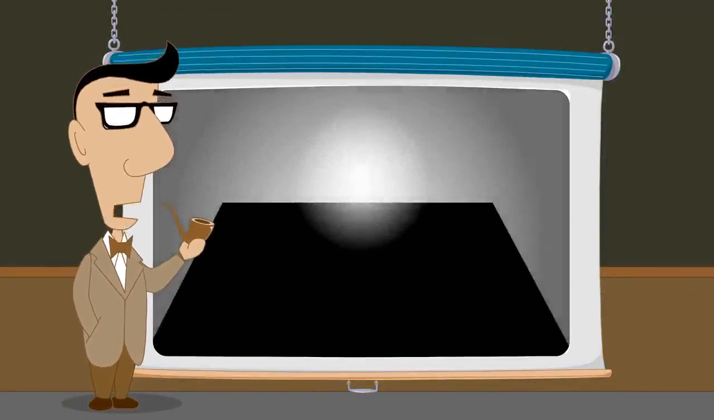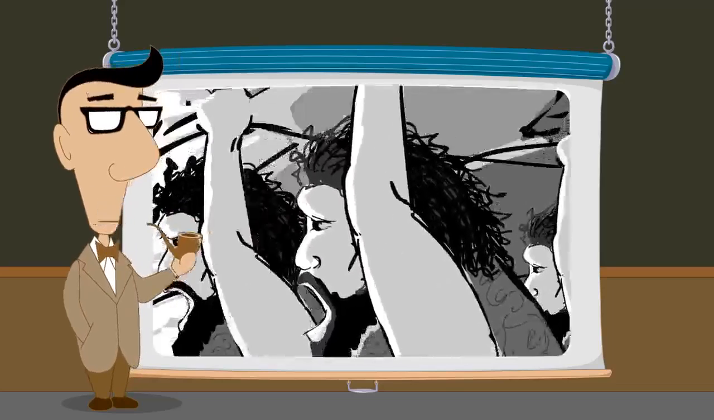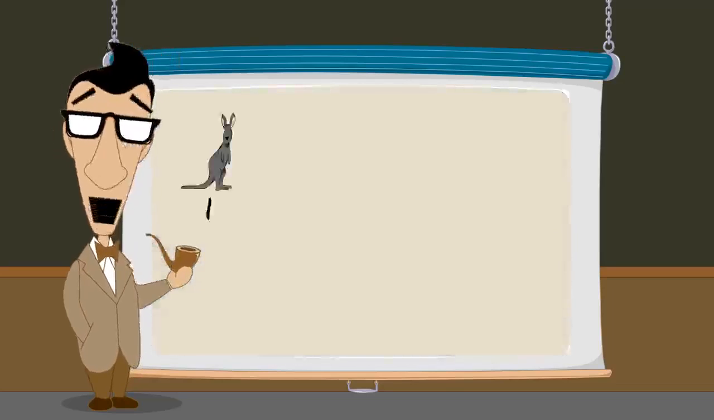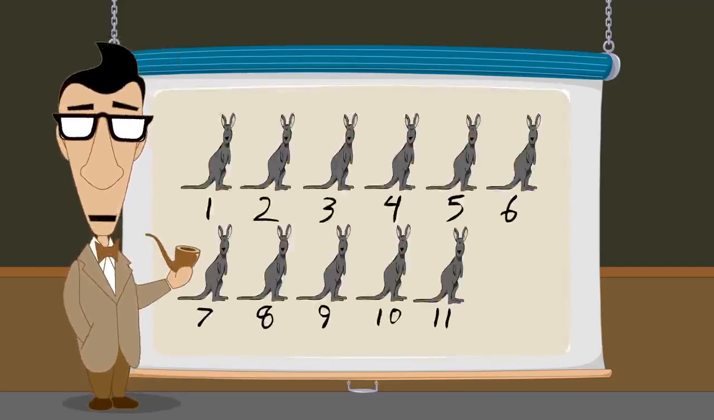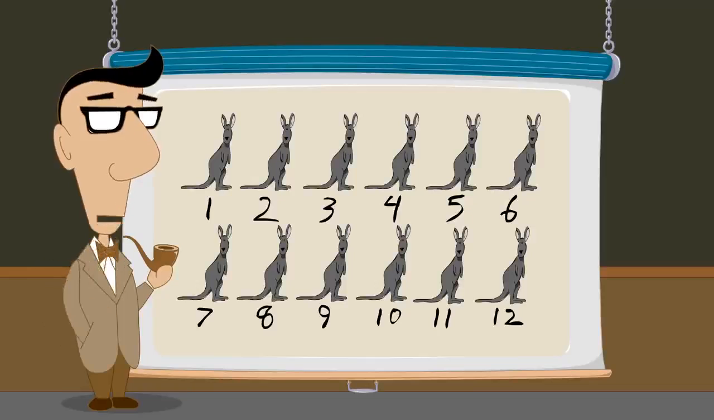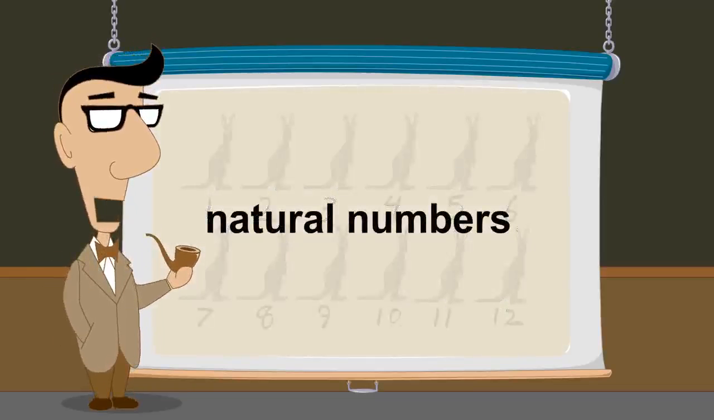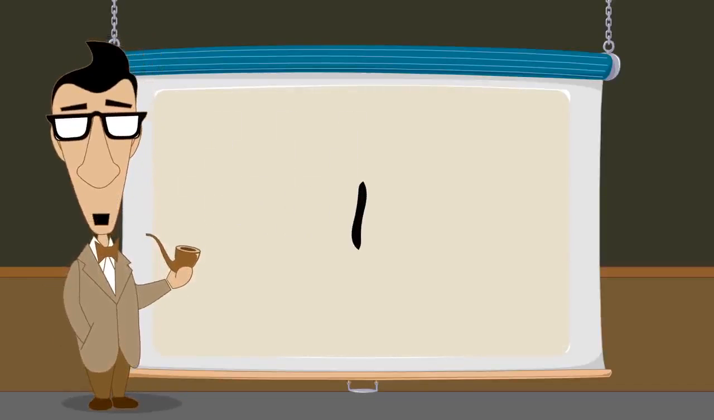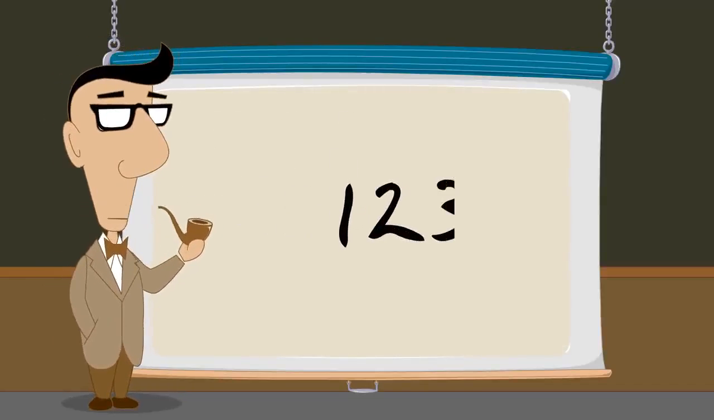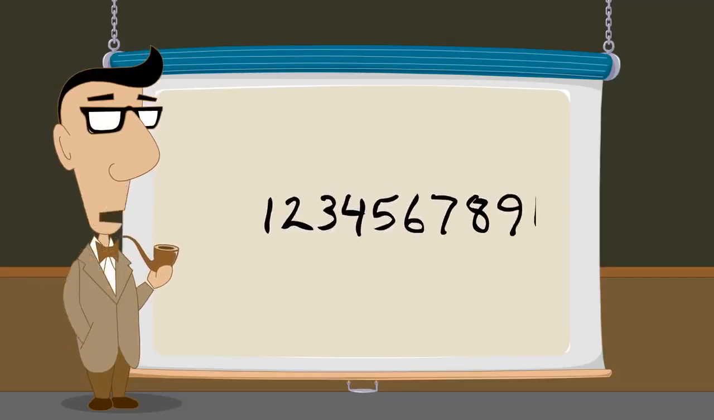In the last lecture, we explored the dawn of number systems. These early number systems were concerned only with numbers used to count objects. In mathematics, we call these counting numbers the natural numbers. The smallest natural number is 1. And there is no limit to the largest natural number.